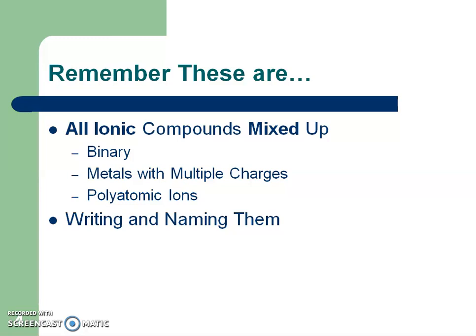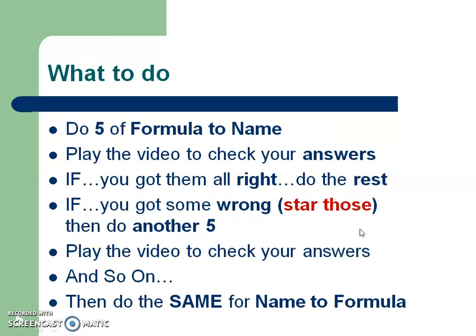Remember, these are all the compounds all mixed up. So you have binary ionic compounds. Again, starts with a metal, ends with a nonmetal. However, some of those metals are going to have multiple charges. And now you're also going to see those compounds with polyatomic ions. So there's a handful where you have to write the formulas and a handful where you have to name those compounds. So this is what I strongly suggest you do.